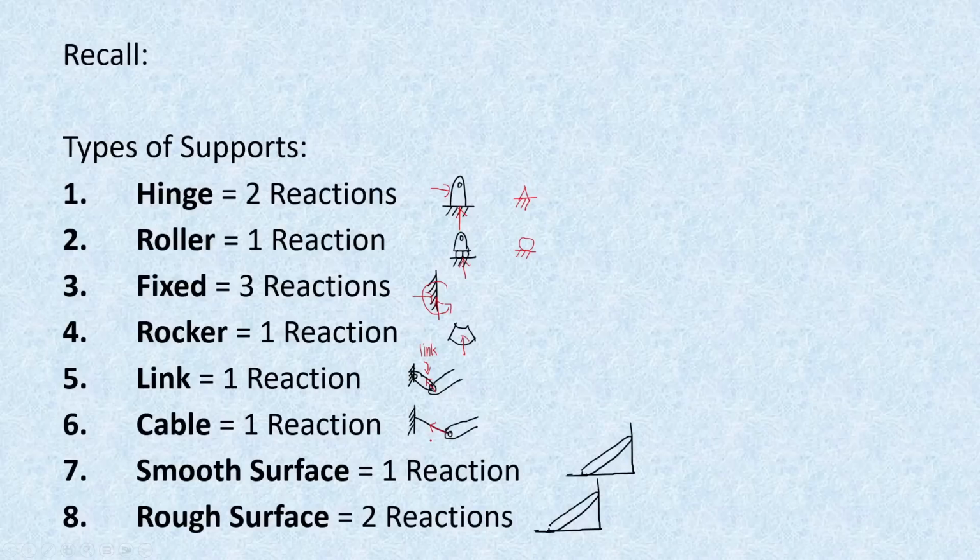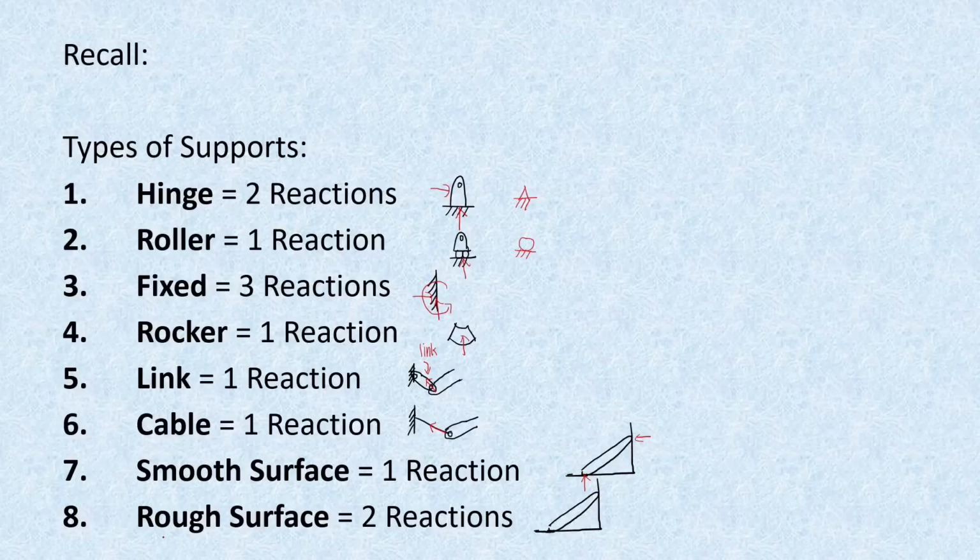And then we also have our smooth surface, in which the reaction is perpendicular to the surface. For example, this one, let's say this is a member, and then this is the wall, and then this is the ground. If the ground and the wall are smooth surfaces, then the reaction will only be perpendicular to the surface. So it will be like this. This is perpendicular to this wall, and then for the ground, one reaction will also be here. This is perpendicular to the surface of the ground.